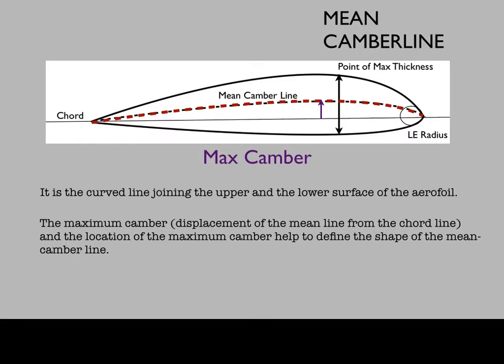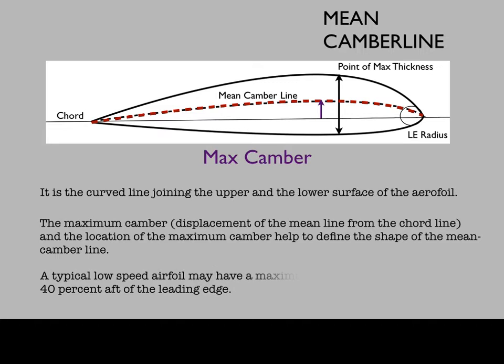That means the max camber will be the distance of the maximum displacement of the mean camber line from the chord line to the chord line into 100. So a typical low speed aerofoil may have a maximum camber of 4% located 40% aft of the leading edge.